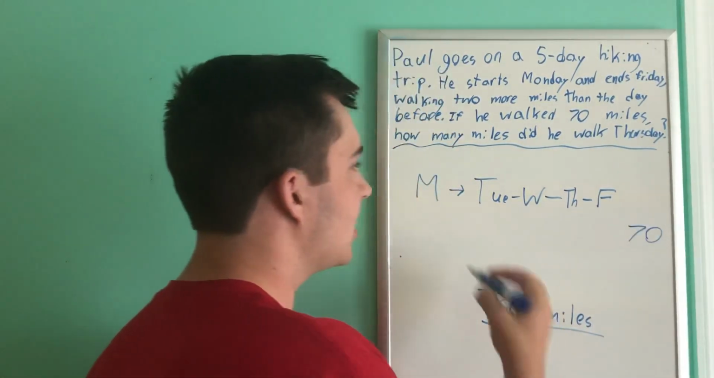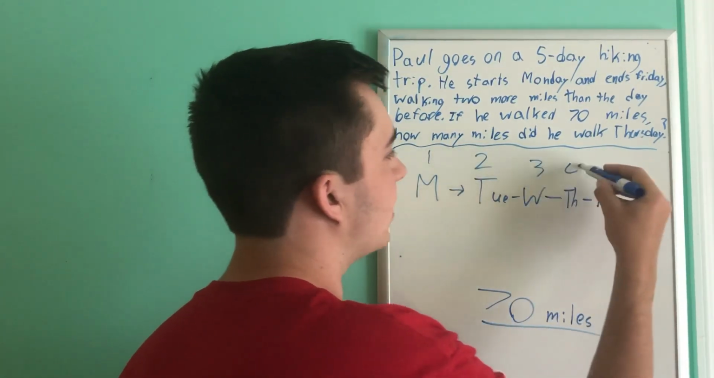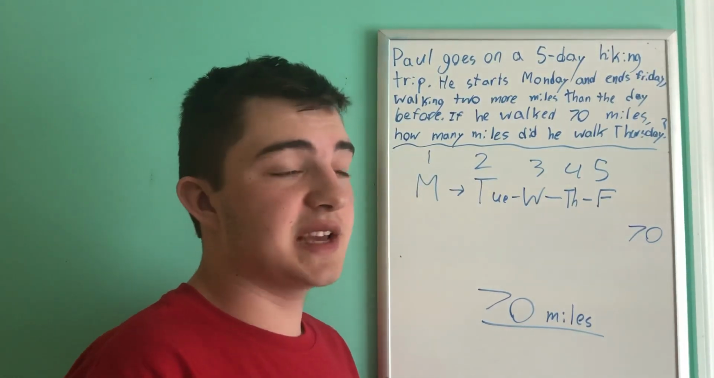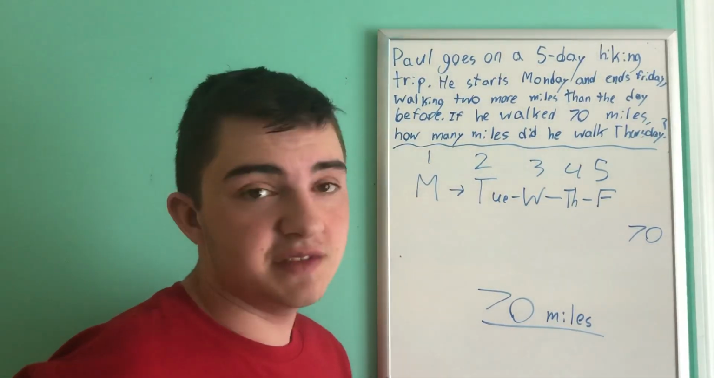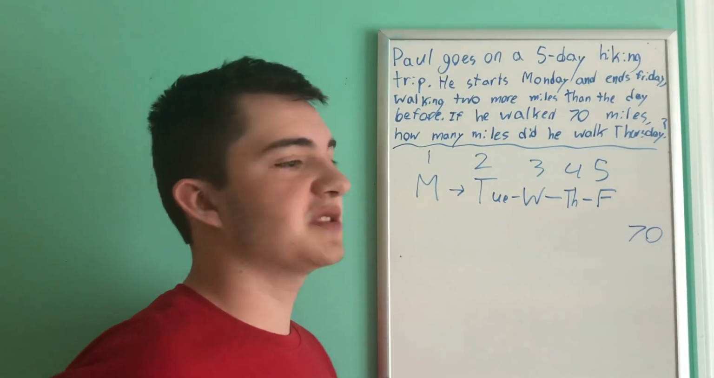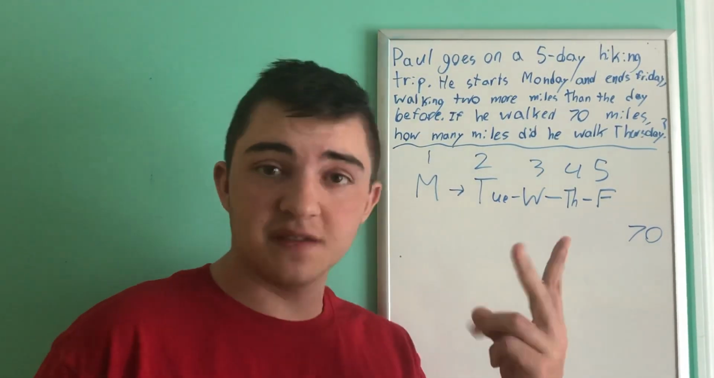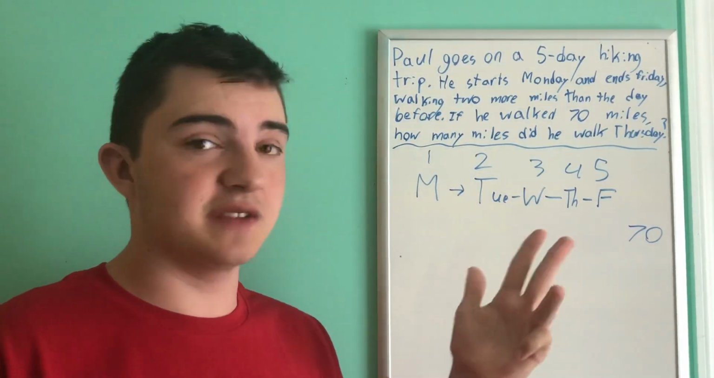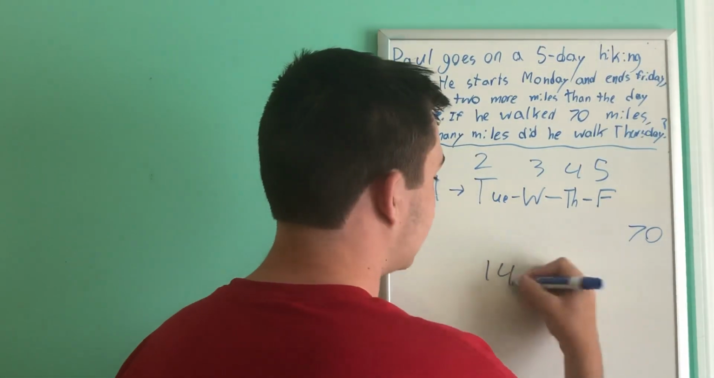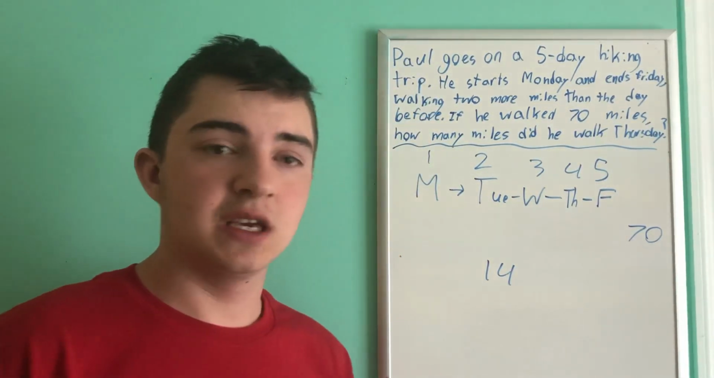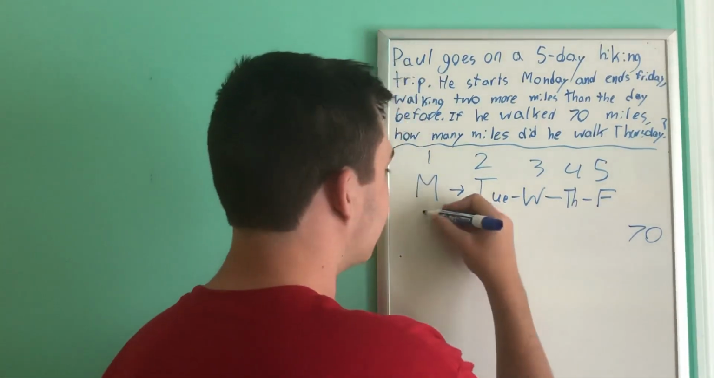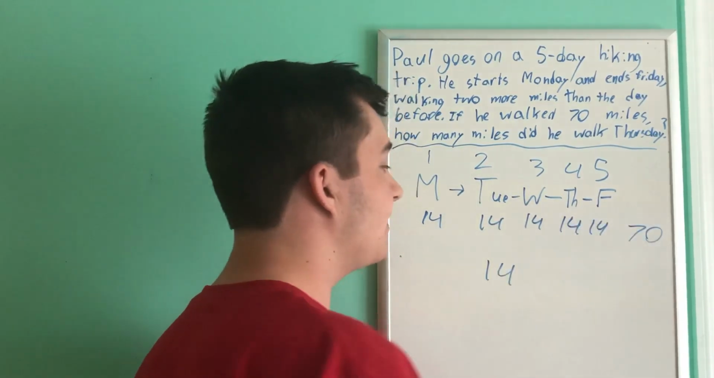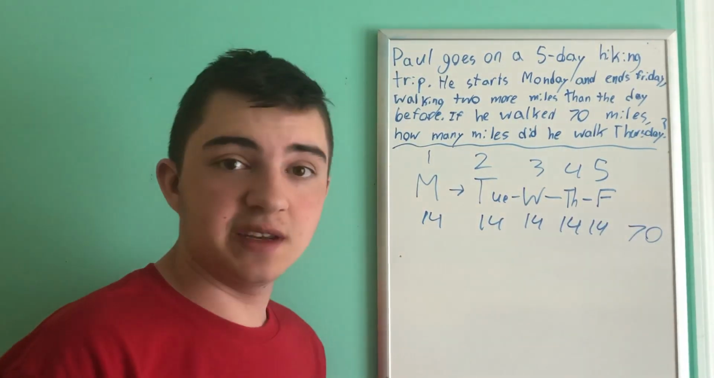To hit 70 miles, well, he walks 1, 2, 3, 4, 5 days. So in order to find out how many miles he'd walk every day if he walked the same amount, we do 70 divided by 5. How many times is 5 going into 70? Well, let's see. 5, 10, 15, 20, 25, 30, 35, 40, 45, 50. So that's over 10. 55, 60, 65, 70. So 14 times. That means he walks 14 miles every day: 14, 14, 14, 14, 14. And if you add up all those 14s, you will get 70.